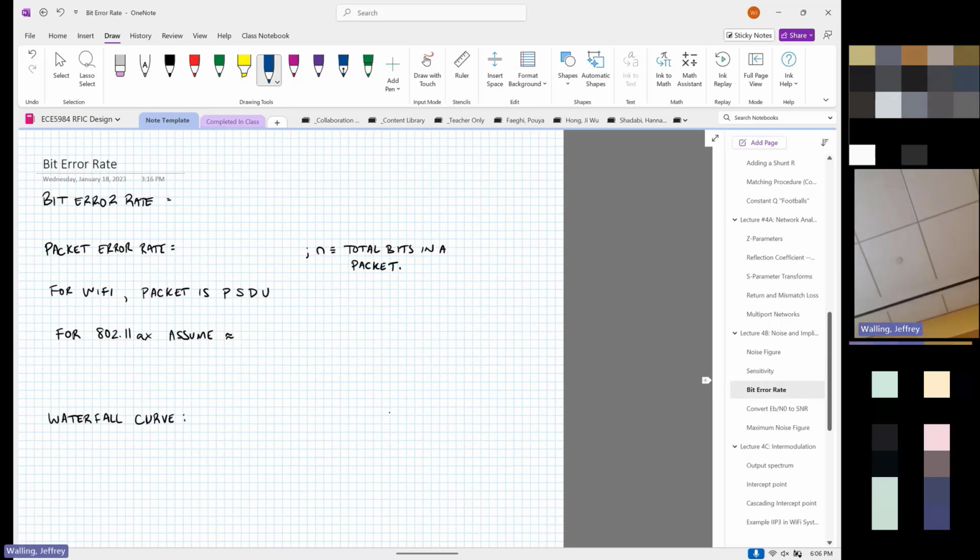Now, ultimately, when we're making the receiver, what we really care about are a couple of things. Depending upon how the receiver is designed, we might care about the raw bit error rate. The bit error rate is exactly what it sounds like: the number of bits in error versus the total number of bits.